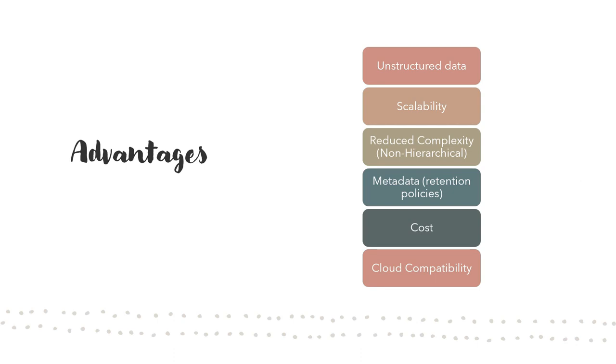Now, what are the advantages of using an object data store? First, because there was a need to store a lot of unstructured data, this whole storage architecture came into existence, combining the benefits of both SAN and NAS types of architectures. It is very, very scalable. It has reduced complexity because it is non-hierarchical. It is practically a flat architecture. There are no hierarchies of folders, subfolders, etc.